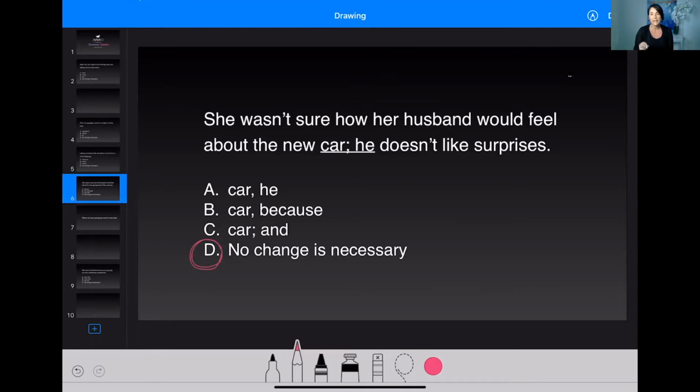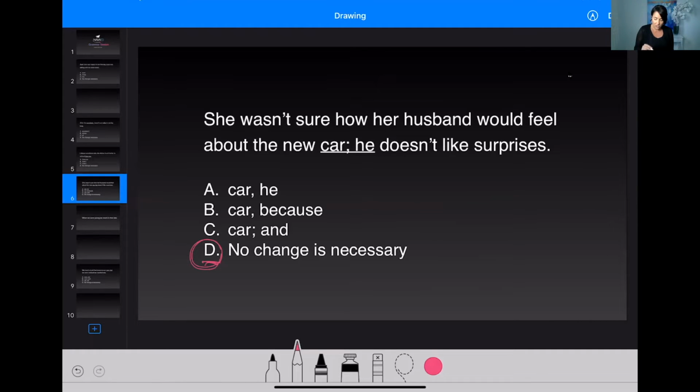Now, don't be afraid of no change necessary on a grammar exam. This is part of the problem, or part of the challenge, is that the task of this test is to correct incorrect sentences, right? And so you're constantly looking for the incorrect sentence or the incorrect grammar mistake. And so sometimes people refrain from choosing D, but don't be afraid of D. D is correct, just as many times as A, B, and C are. So be cognizant of that.